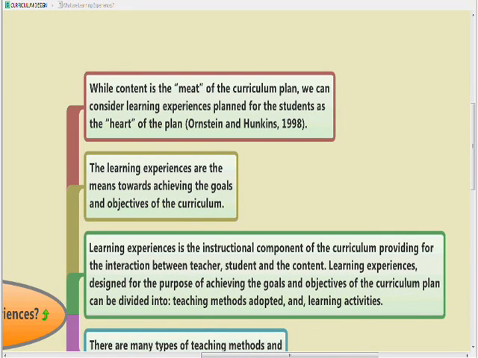So while the content is the meat of the curriculum plan, we can consider the learning experience plan for the student as the heart of the plan. This is according to Austin. Because you could have the best content plan, but if it's not delivered well, it makes no difference. That is why sometimes it's funny. People come to, for example, let's take Taylor's.